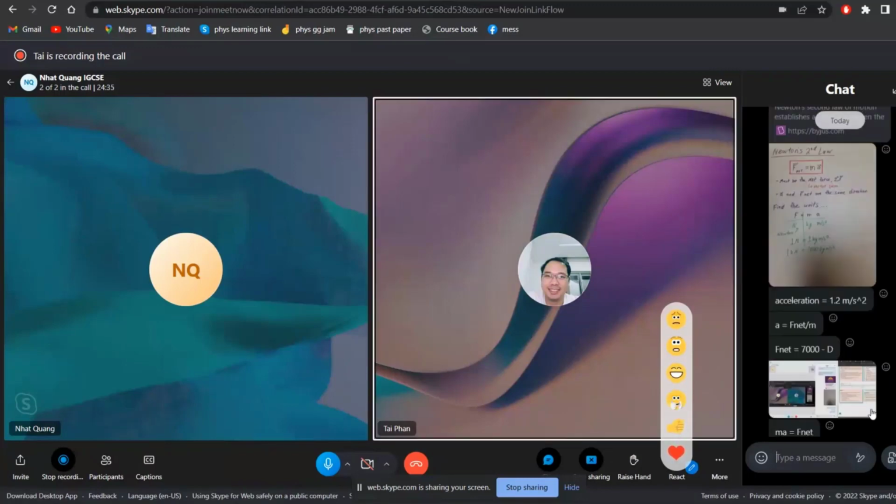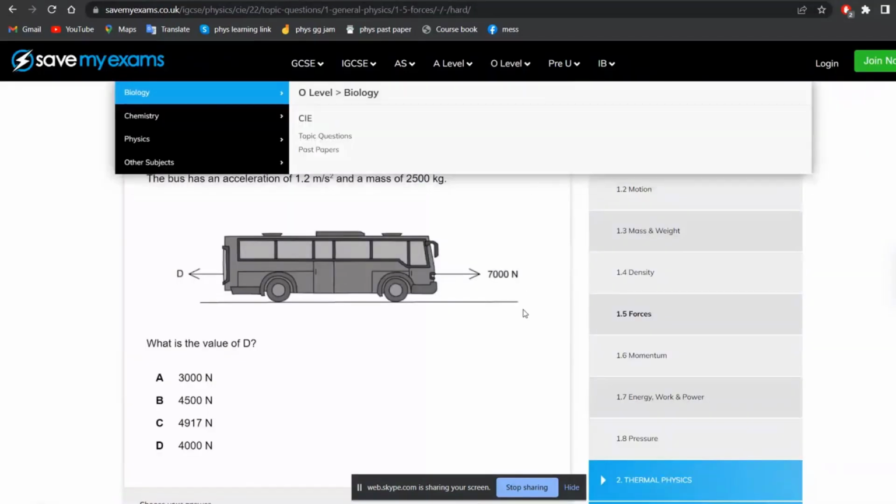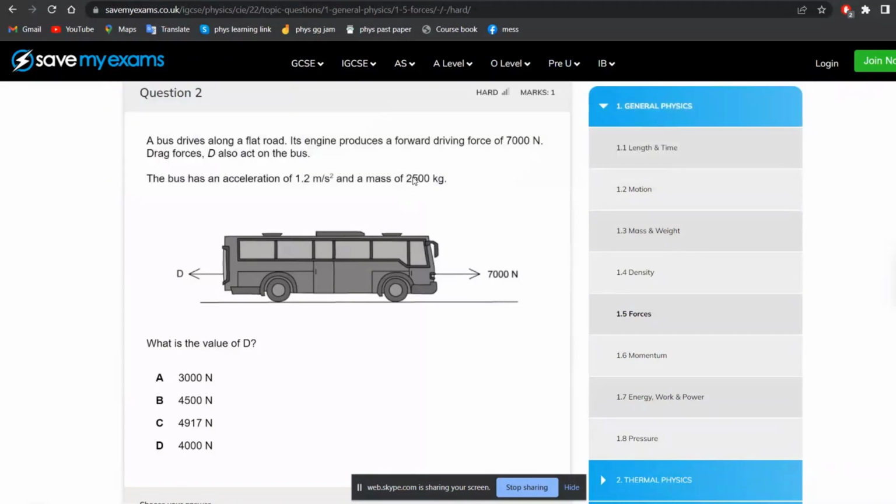So it is 7,000 minus 2,500 multiplied with 1.2. But 2,500 is in kilogram, not in Newton. That is the mass. 2,500 kilogram is the mass. Multiply the mass with the acceleration gives the net force. Newton is equivalent to kilogram multiplied with meter per second squared. So it's 7,000 minus 2,500 times 1.2, and I get D is 4,000 Newton.